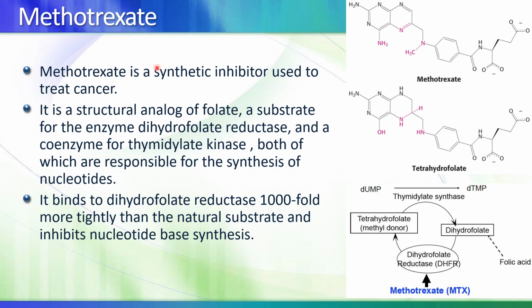Now, methotrexate binds to dihydrofolate reductase because it looks like the substrate. It looks like a folate. So it binds to dihydrofolate reductase, but it kills it. And it binds to the enzyme 1000-fold more tightly than the natural substrate. So this is the mechanism of action of methotrexate.